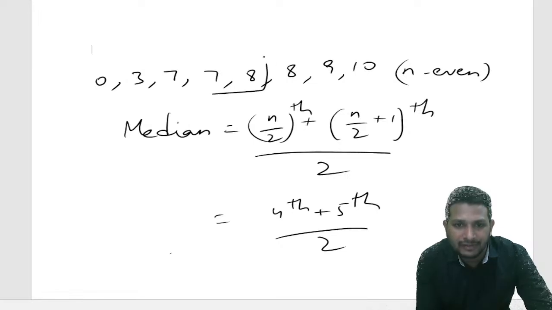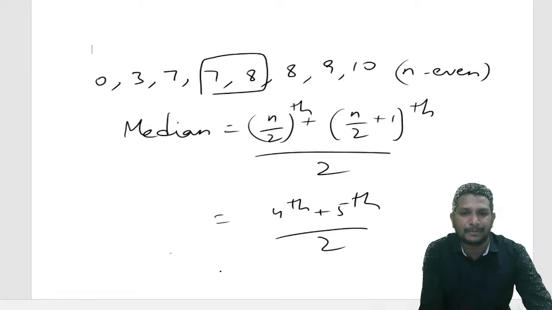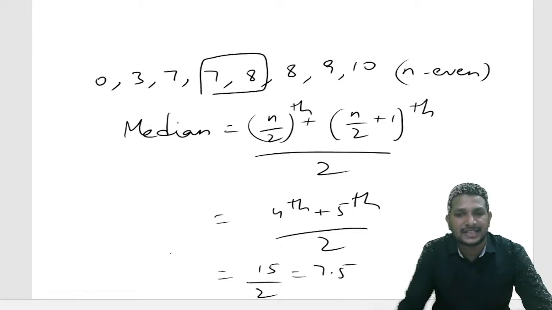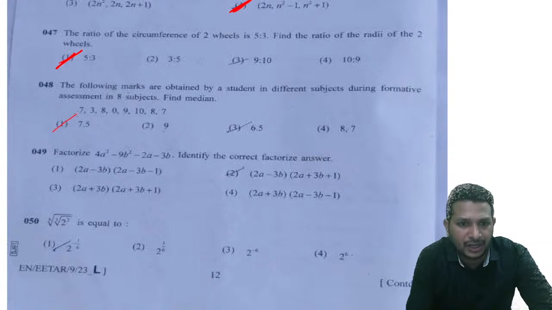So what is the 4th and 5th? 7 and 8. 7 plus 8 by 2. 15 by 2. So the answer for the median is how much? 7.5. 7.5 is the answer. That's nothing but option 1. Okay. So the answer for this question is option 1.